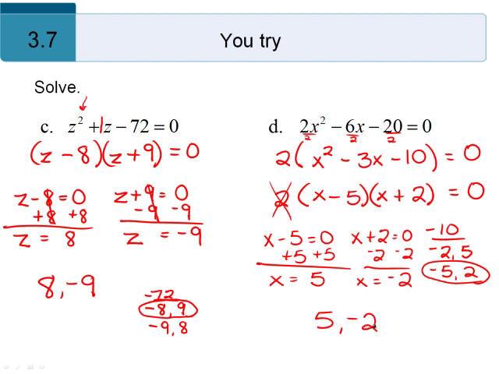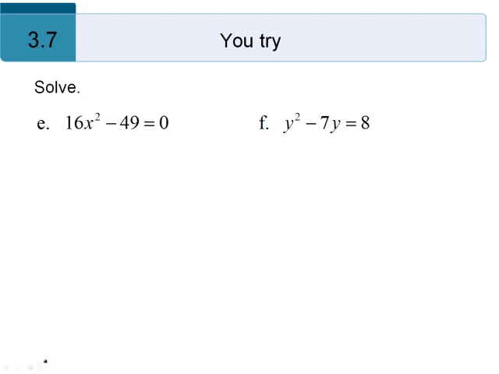Another way you can tell that this 2 on the outside can't be a solution is back at the very beginning of the problem. We have x squared as our biggest exponent. That tells you that at most you can only have 2 answers. So there's no way we could have had a third answer there. It would have been wrong. Okay? All right, let's see what's next.